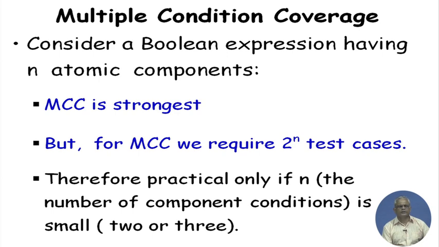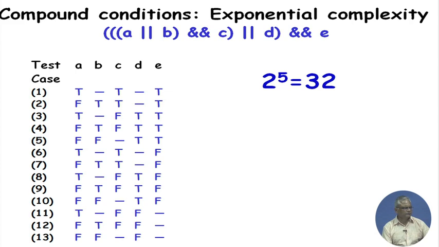Now, what do we do? How can we achieve the thoroughness of multiple condition coverage with a smaller number of test cases? We cannot execute millions of test cases. Can we have a linear number of test cases in the number of atomic conditions? Exponential test cases in the number of atomic expressions is not practical. So, with that motivation, we will look at the modified condition decision coverage.